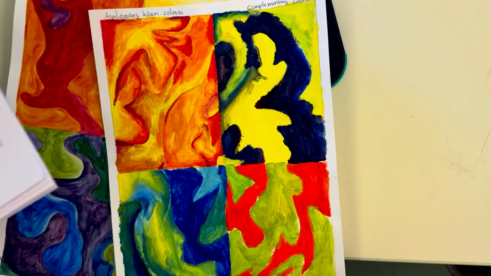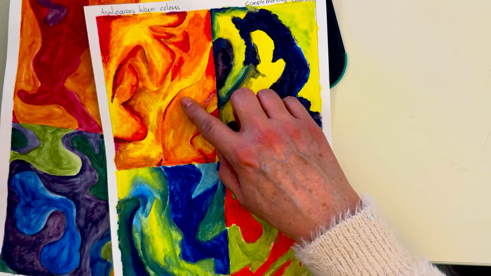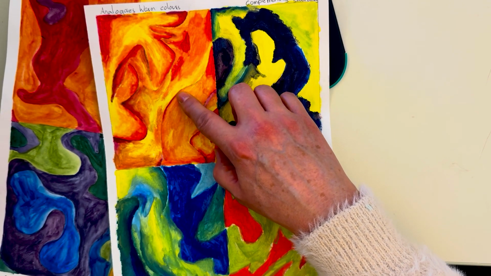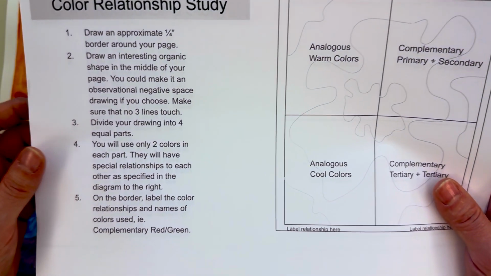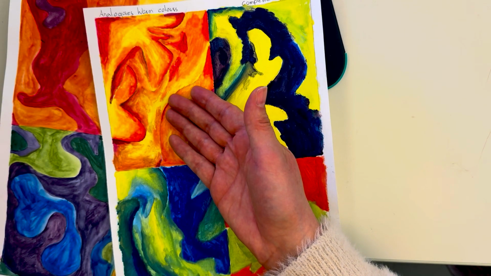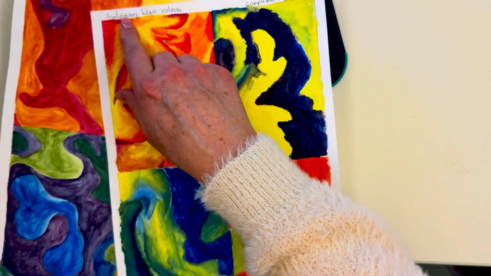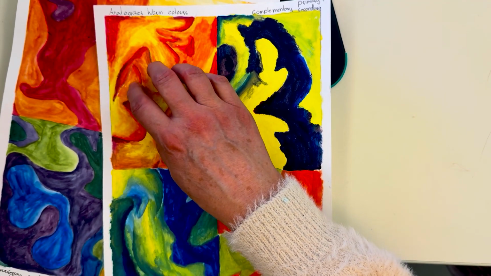This is a good example. So they used orange and red, but they did use some yellows in there. I don't really care. The directions say you will only use 2 colors in each part, but I don't really care if it goes to a 3rd color as long as they're analogous warm colors. So these are the hot colors of fire, all right?